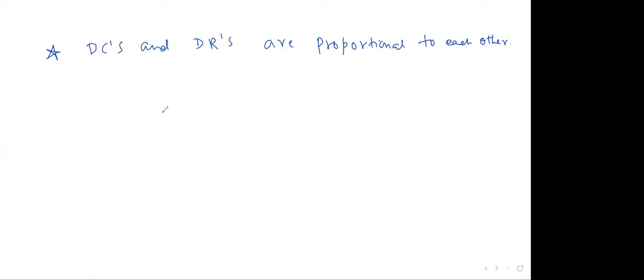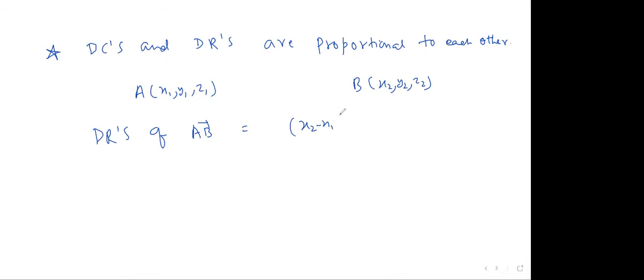Now coming to the DRs again. Suppose we have a point A x1 comma y1 comma z1 and point B x2 comma y2 comma z2. Then the DRs of line AB, joining A and B, will be x2 minus x1, y2 minus y1, and z2 minus z1.